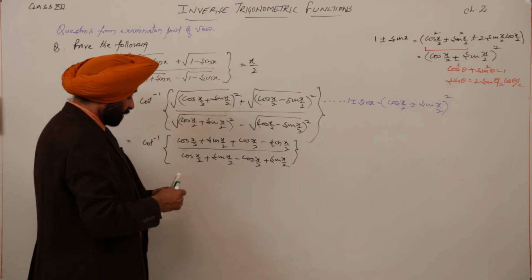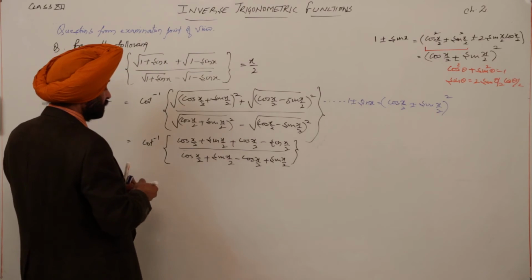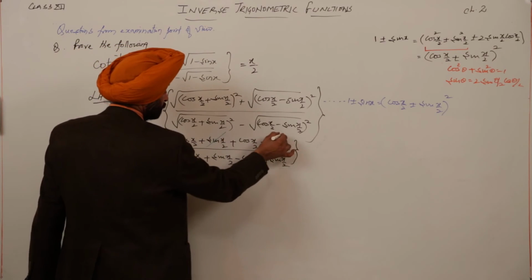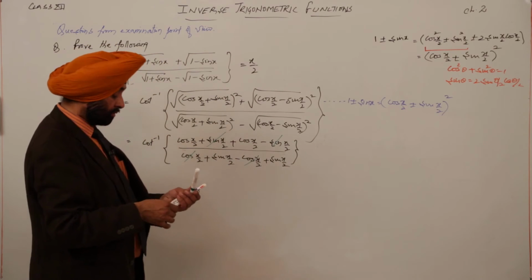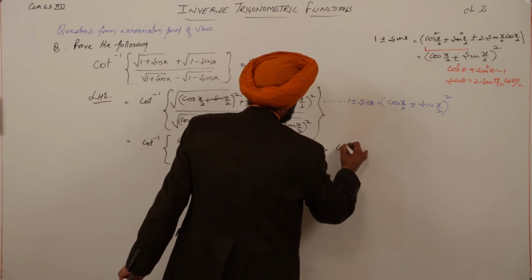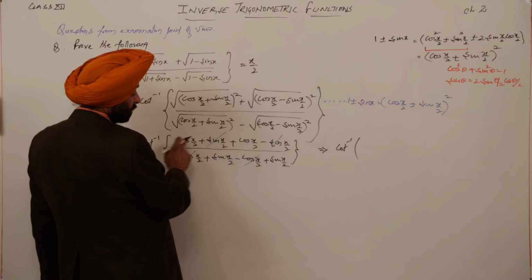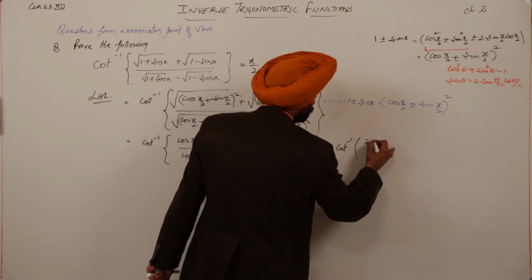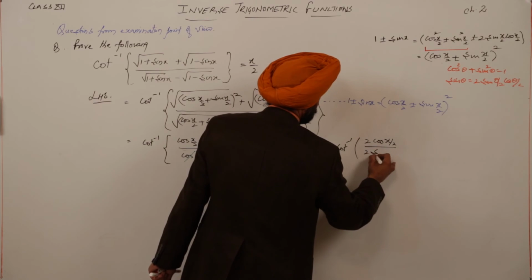Okay. So, now I am deleting the unlike terms. Which are the unlike terms? This one, and similarly this one and this one. So, what is left? We are left with cot inverse of, cos(x/2) and cos(x/2), 2 cos(x/2) upon 2 sin(x/2).